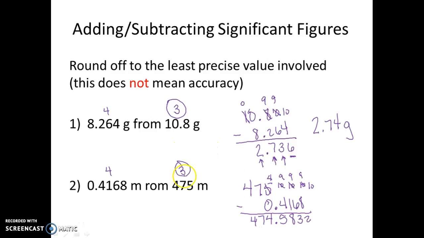Now again, this can only stay with 3 sig figs. So if we look, here's 1, here's 2, here's 3, and we look at that last number to see if we round, and we do. So again, even though it is inaccurate, 475 meters is our answer with the correct number of significant figures.